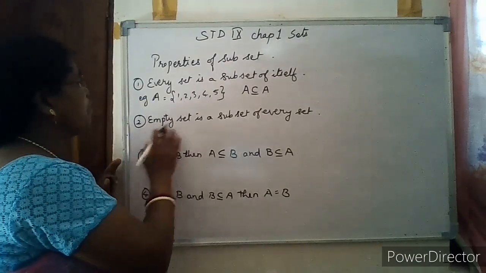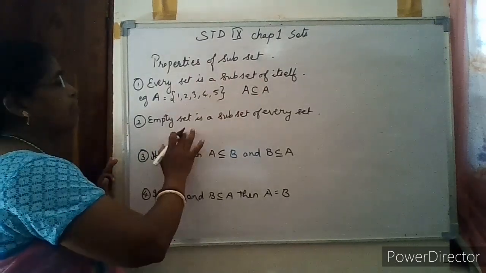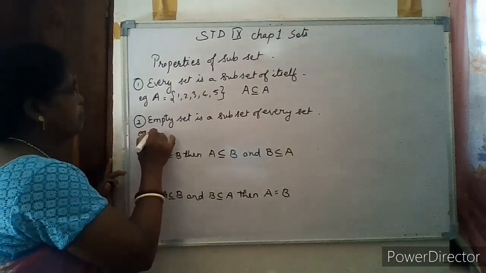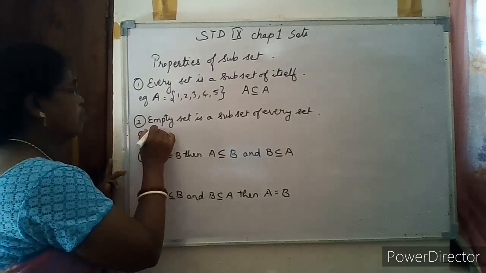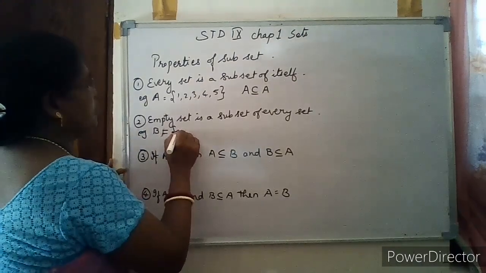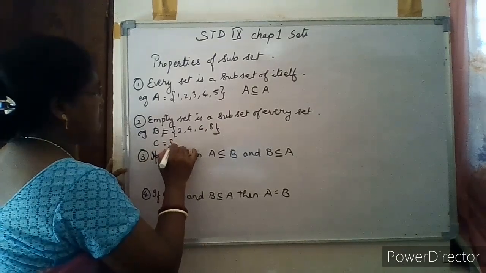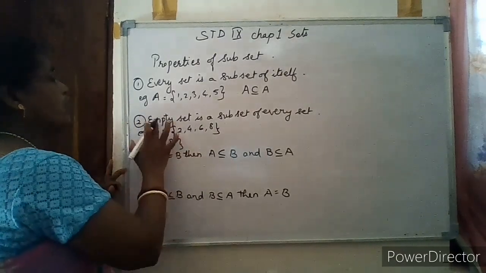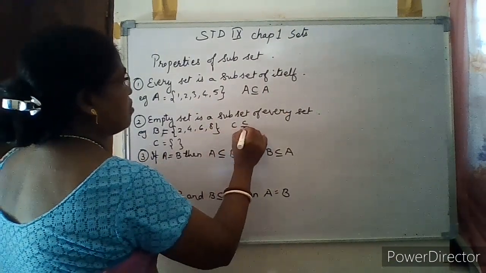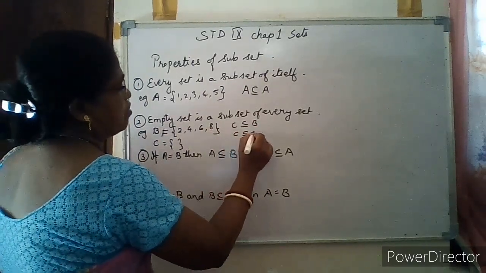The second property is that the empty set is a subset of every set. I had already taught you this in the third example. Again, an example: suppose B is equal to this, and set C is an empty set. So the empty set is a subset of every set. Set C is an empty set, so it is a subset of set B.